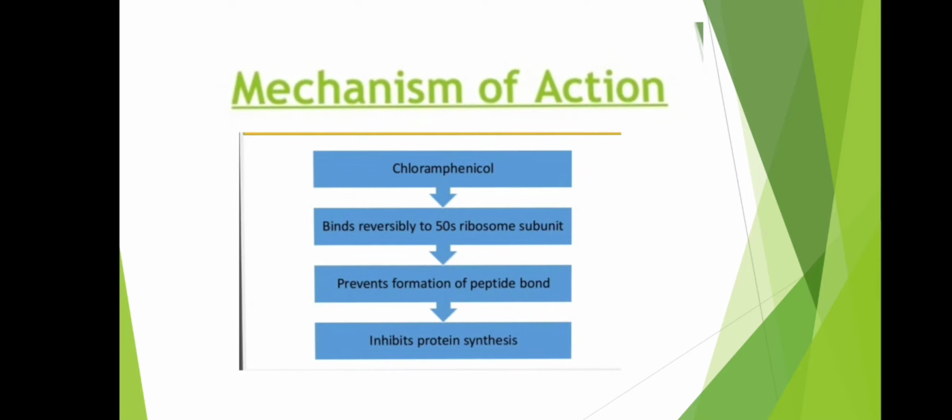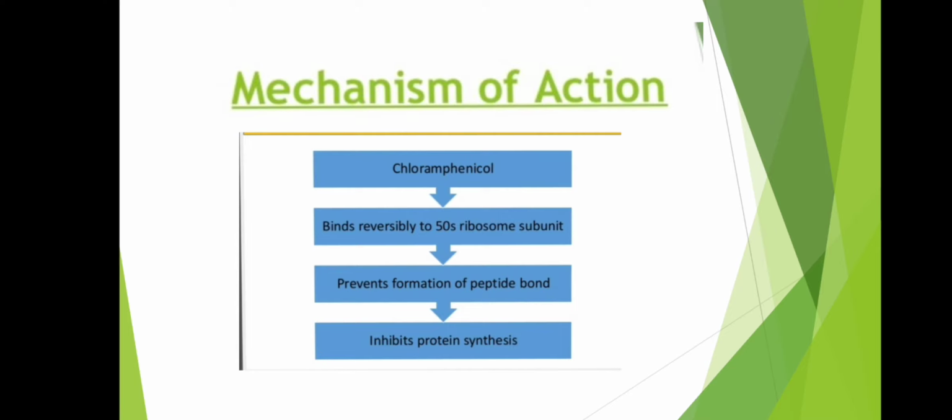We'll see the mechanism of action. It is one of the important things when you study medicines, so we'll see it clearly. Chloramphenicol binds to the 50S ribosome subunit. As we all know, in the ribosome there are two subunits, the 30S and the 50S. Chloramphenicol will bind to the 50S ribosome subunit and prevent formation of the peptide bond.